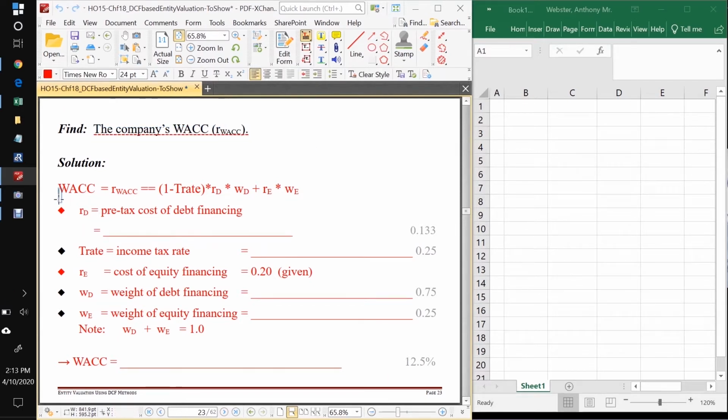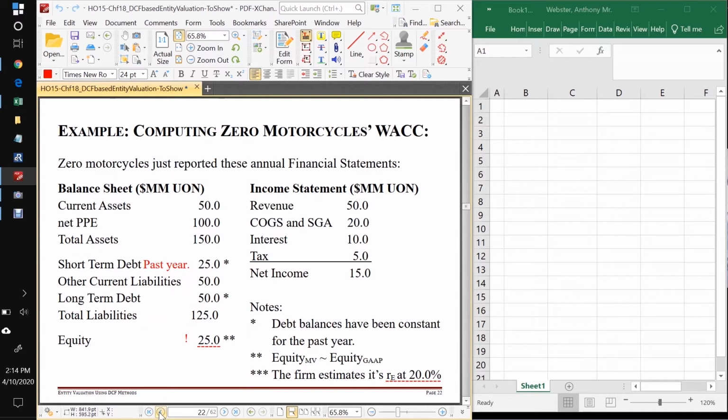We only have one equation for that. Weighted average cost of capital is going to come from this equation. We just need to make sure we have everything to plug into this equation and then plug it in. For the pre-tax cost of debt financing, that's going to be the interest divided by the total debt BOP. If we're getting our cost of debt financing from financial statements, this is always the way we get our pre-tax cost of debt financing. So what's that equal to? I have no idea, but let's go back and find out.